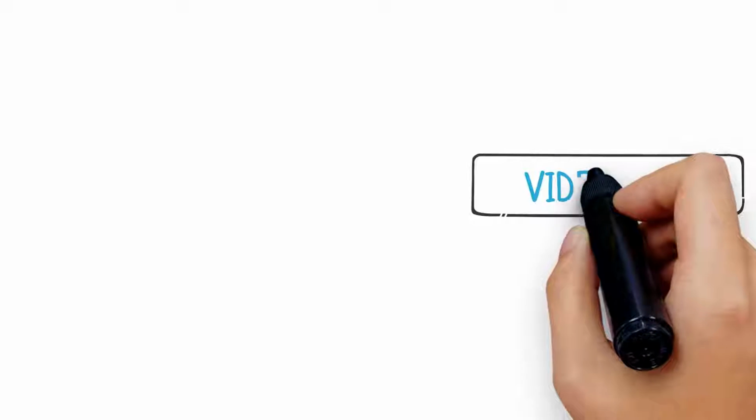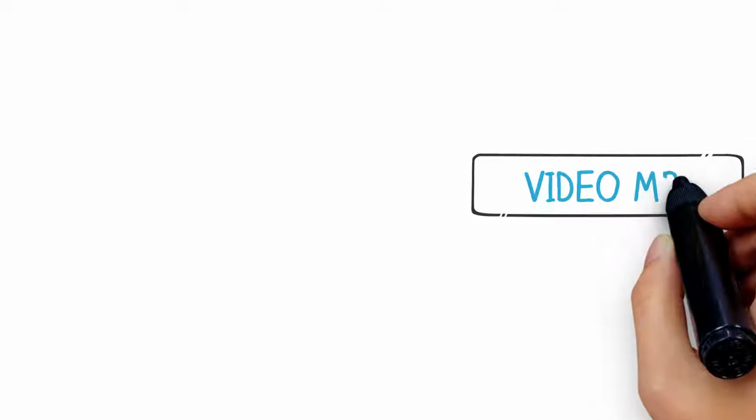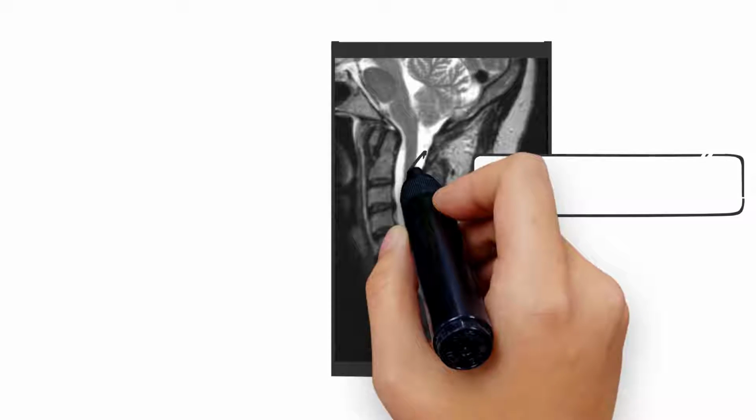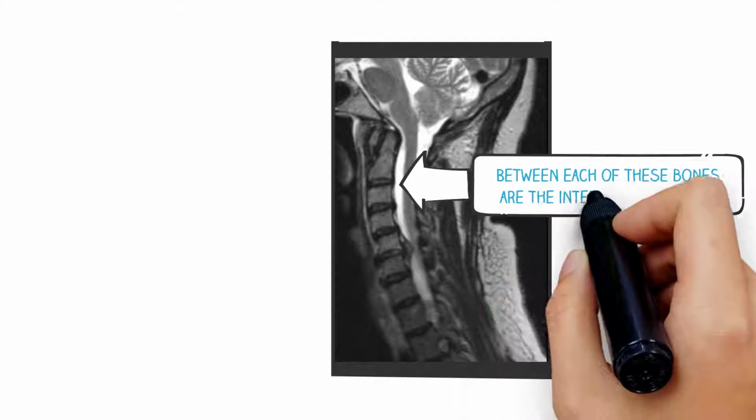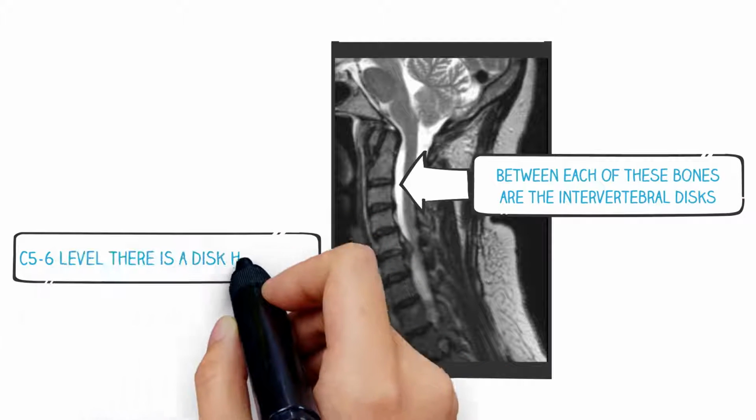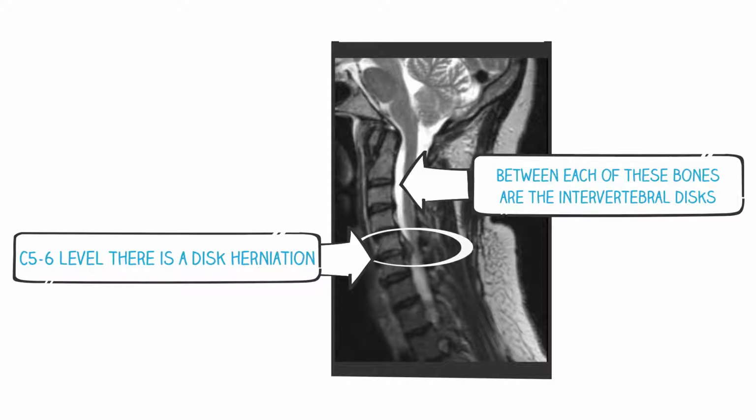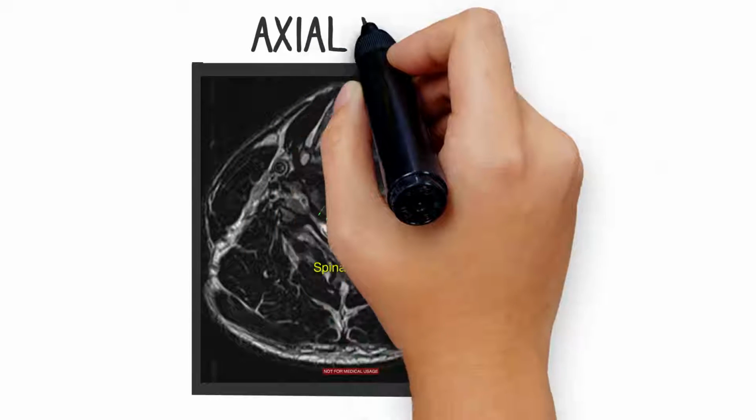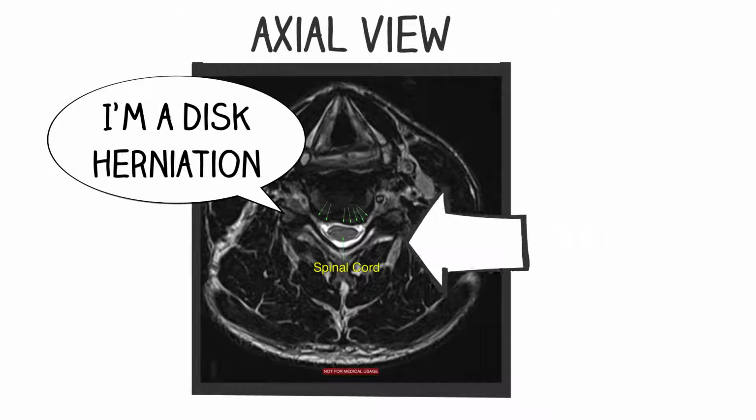This is an MRI scan of the cervical spine. There are 7 vertebrae in the cervical spine, and we are going to label them C1 through C7. In between each of the vertebrae is an intervertebral disc. On this MRI scan, at the C5-6 level, there is a disc herniation. On this sagittal view, we can see how the disc is bulging out towards the spinal cord and the nerve roots. Now we are going to switch to a cross-section called the axial view.